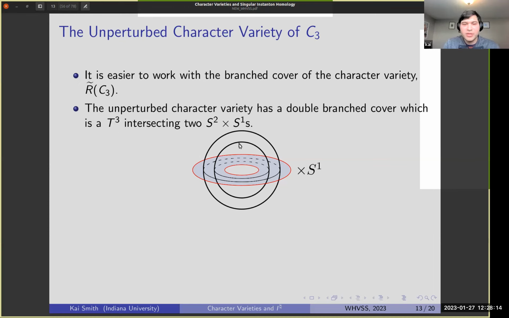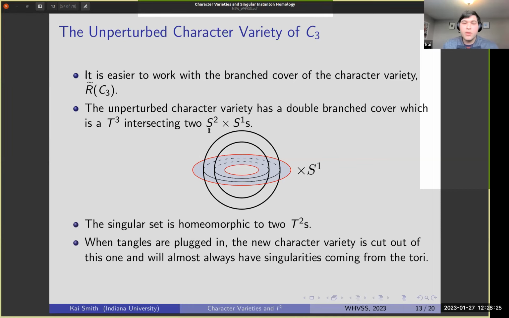In this picture, there's also these two spheres. And then taking into account this extra S1 factor gives us our two S2 cross S1s. So one thing to notice is that this character variety is singular. Here where the spheres intersect this annulus, you see I have these two circles. When I take into account this extra S1 factor, that tells me that the singular set of this character variety is actually 2 tori.